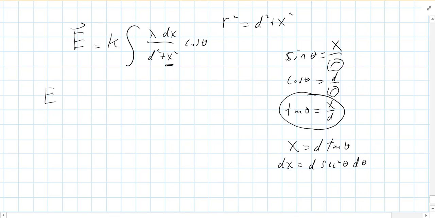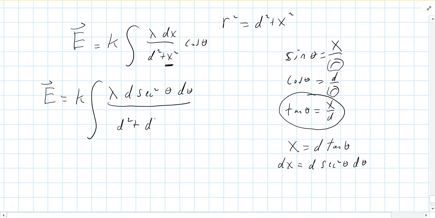Let's make those substitutions. Okay, so we've got k times the integral of lambda times dx, which is d secant squared of theta d theta, all over d squared plus x, which is equal to d tangent theta, and I have to square that, so it's d squared tangent squared of theta, and all that times cosine theta.